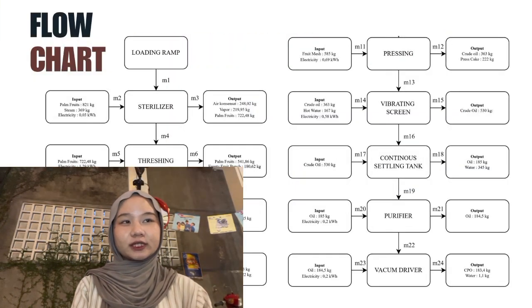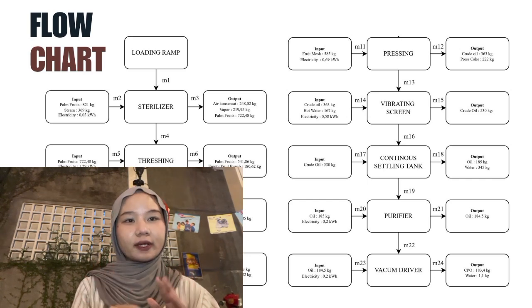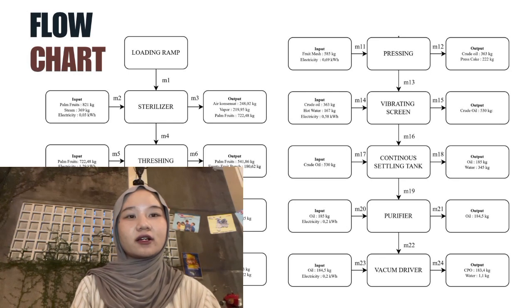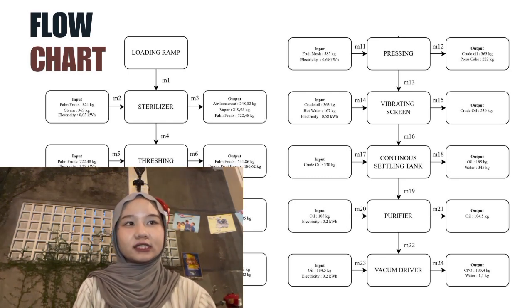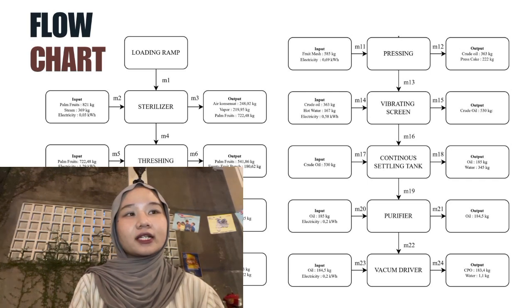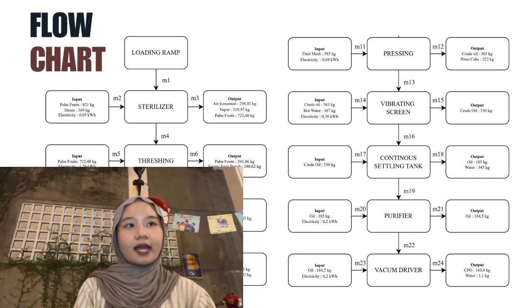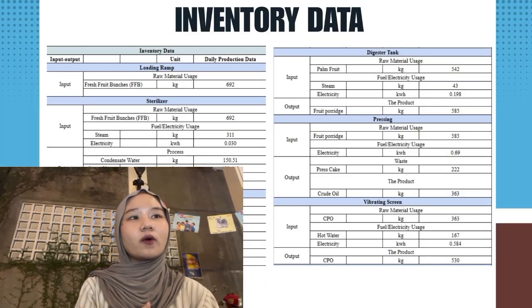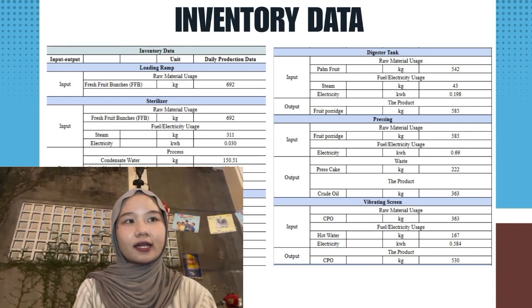Okay, and this slide presents the production flow of CPO. There are 9 processes to make the CPO, starting from the fresh fruit bunch under sterilization, followed by threshing, digestion, pressing, clarification, until the final CPO product is obtained. And the next slide is life cycle inventory data, including raw and supporting materials, energy use, waste generation, and emissions.